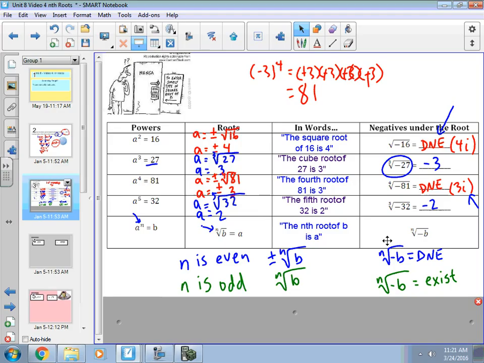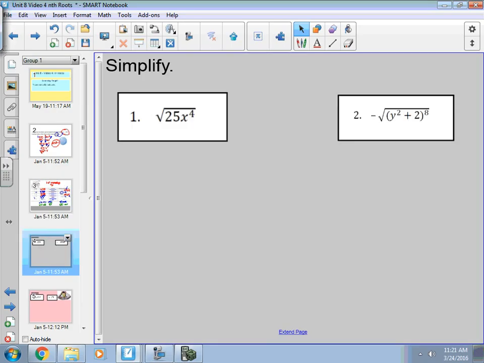Okay. All right, so we're going to focus on doing some of these today. The idea is not that hard. We just got to be able to execute it. So on number one, what is the square root of 25x to the fourth?